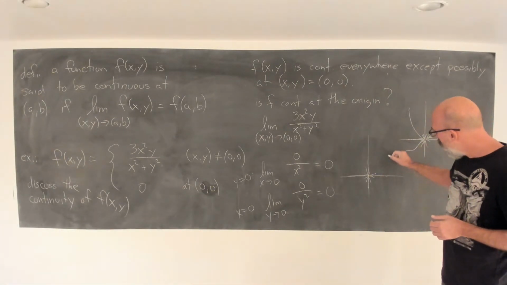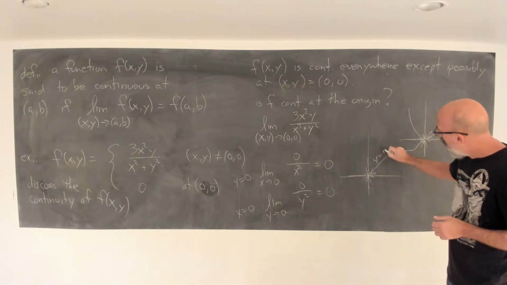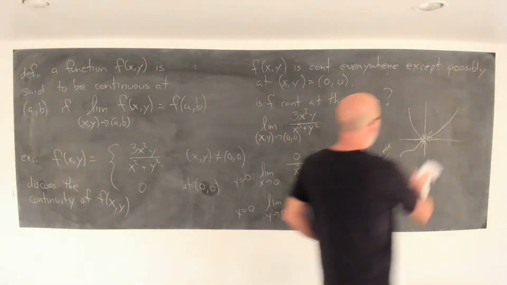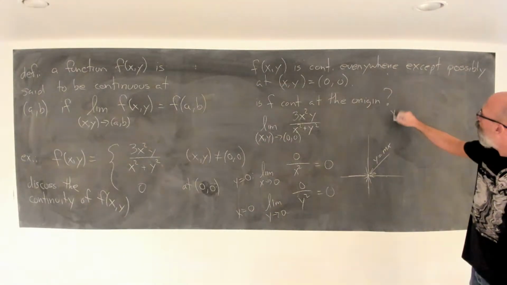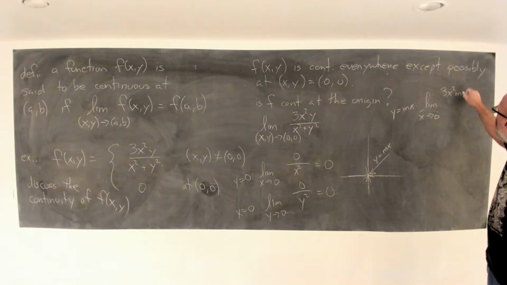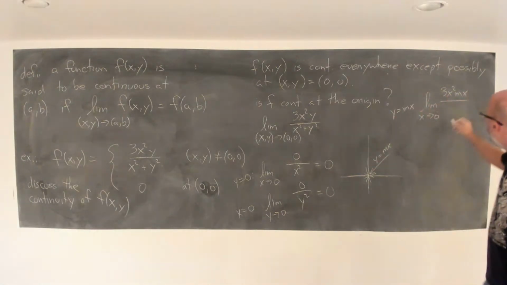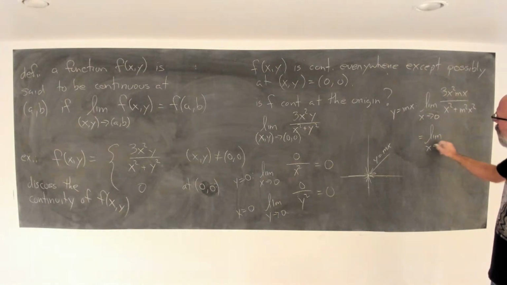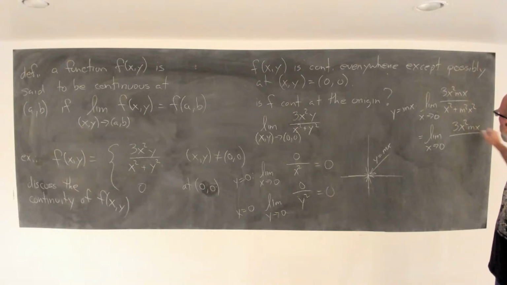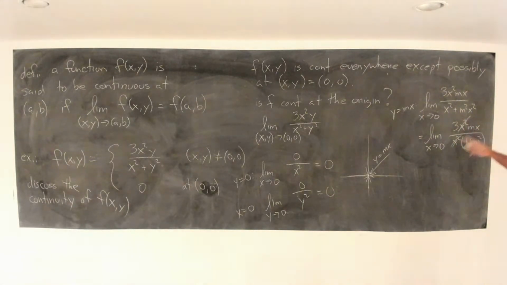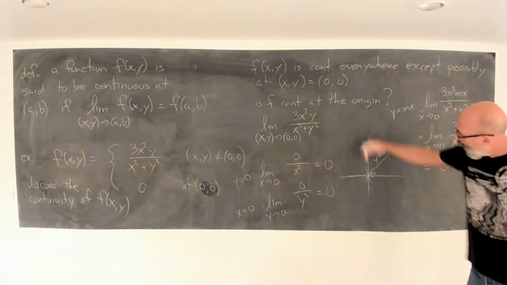We can test somewhere else, maybe a straight line, y equals mx. Maybe all the straight lines. So if y is mx, we're looking at the limit as x goes to 0 of 3x squared times mx over x squared plus m squared x squared. If you factor out an x squared from the denominator, these x squareds cancel out. The numerator is 3mx, which still goes to 0. The denominator is 1 plus m squared, which is not 0. The whole thing is 0. So on every single line, the limit is 0.